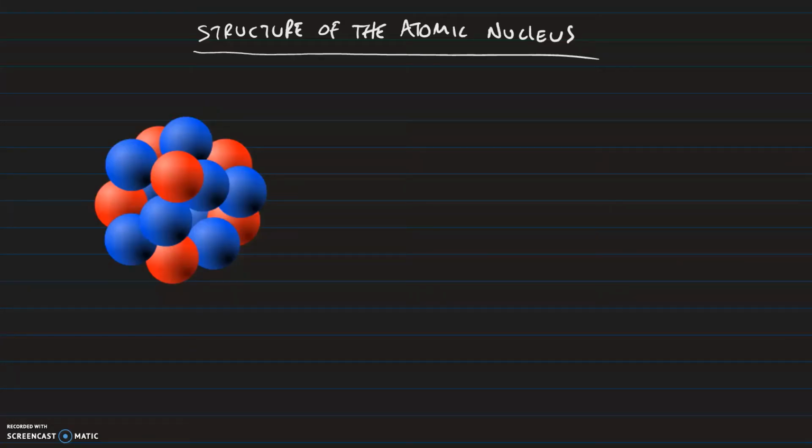All right, today we are going to be looking at the structure of the atomic nucleus. So the nucleus of an atom has two main components to it. First is the neutron, shown here in blue. And then we also have the proton. Now these protons and neutrons are collected together into the core of the atom.